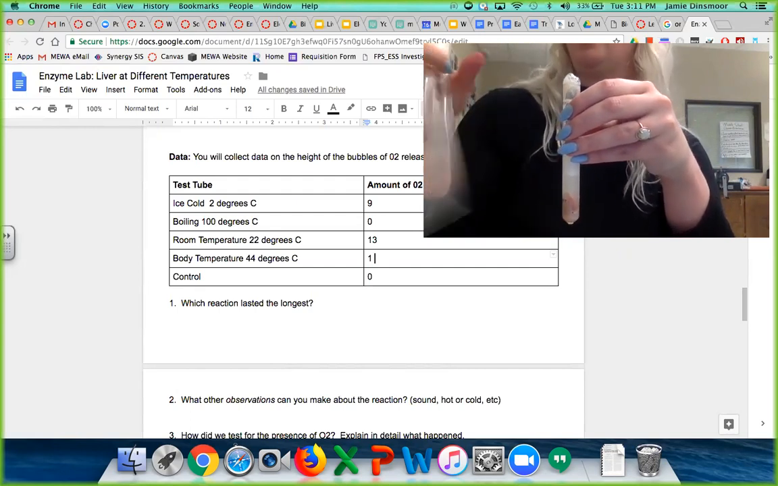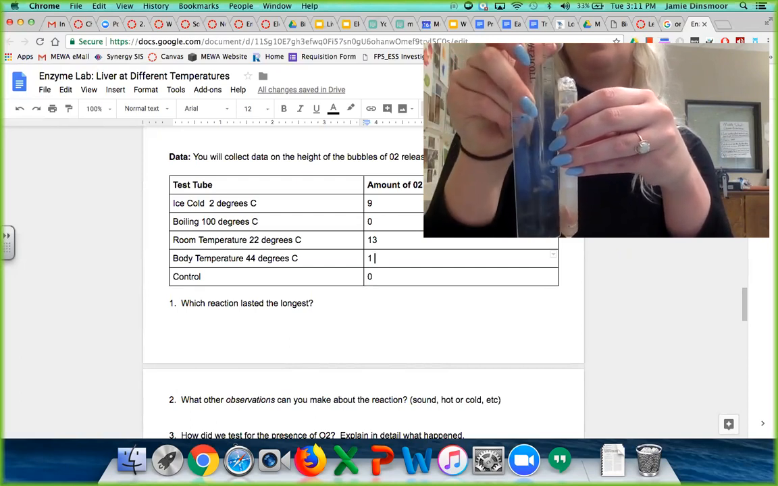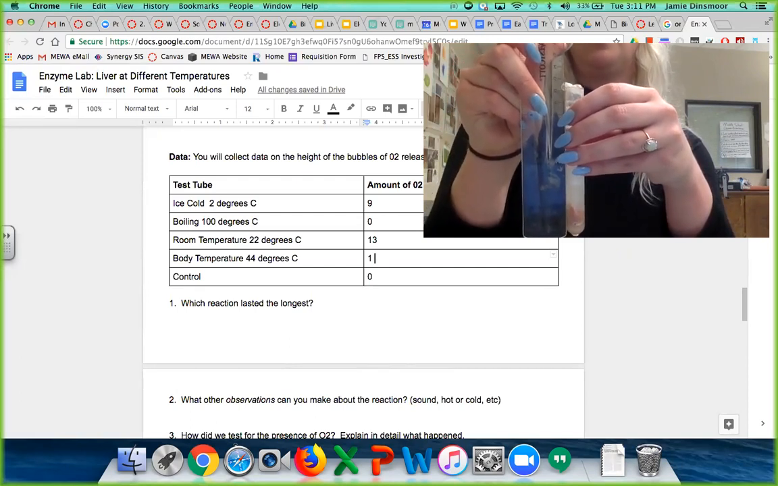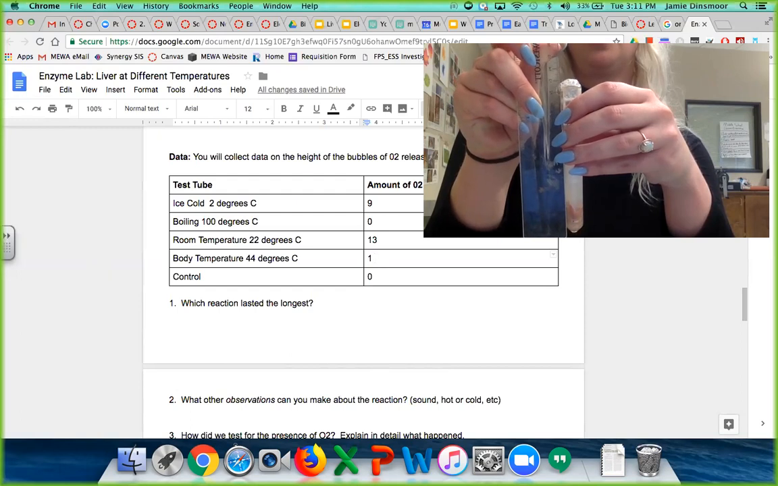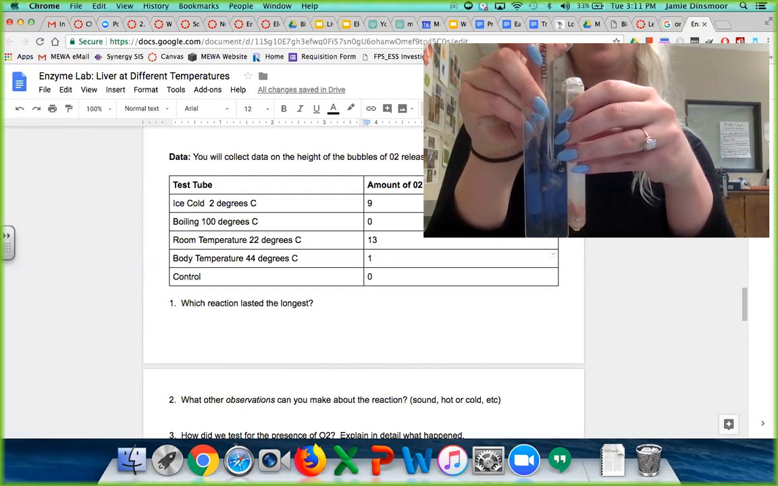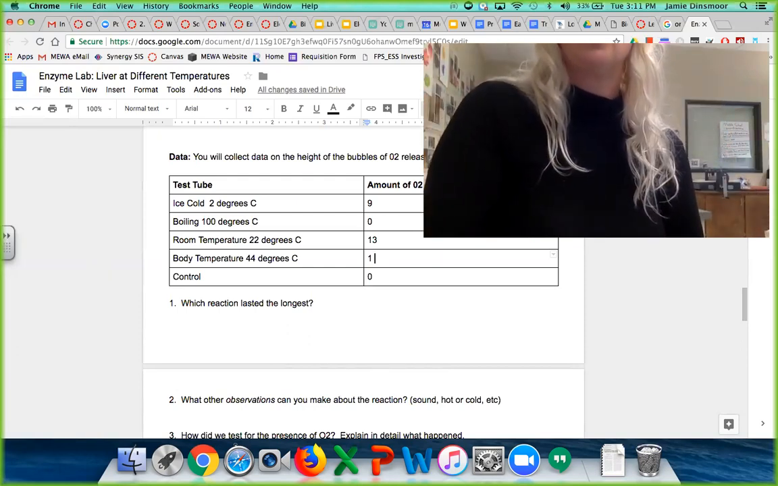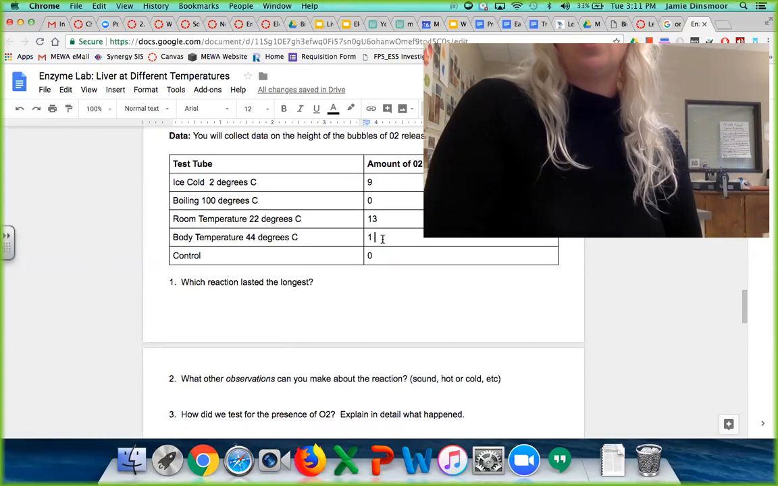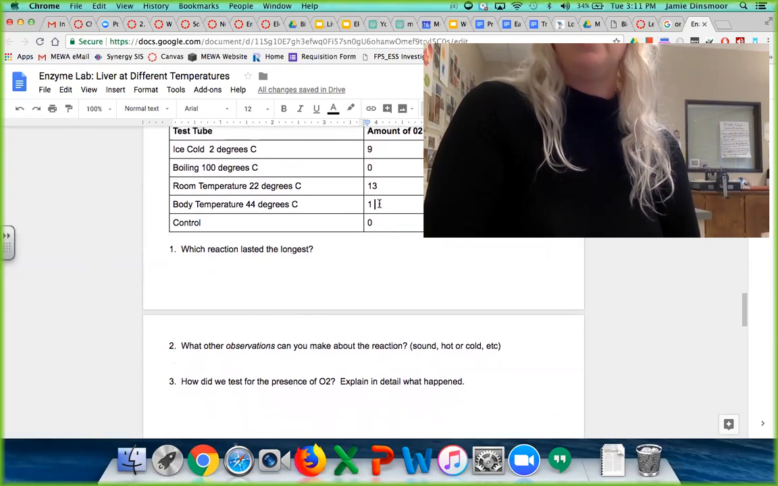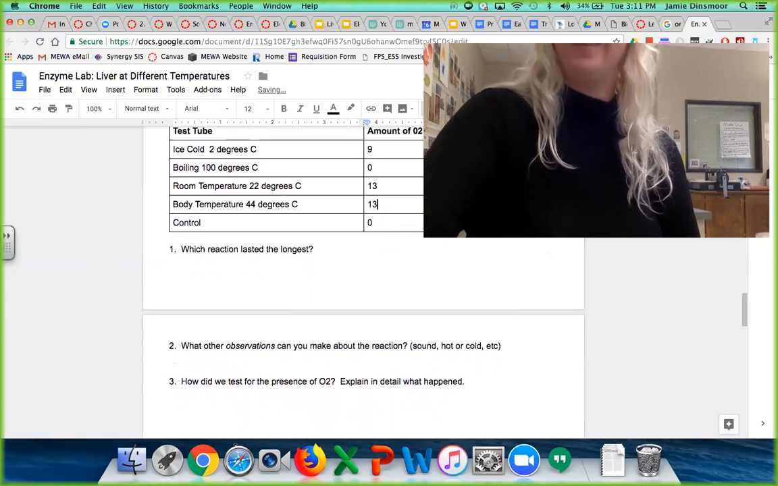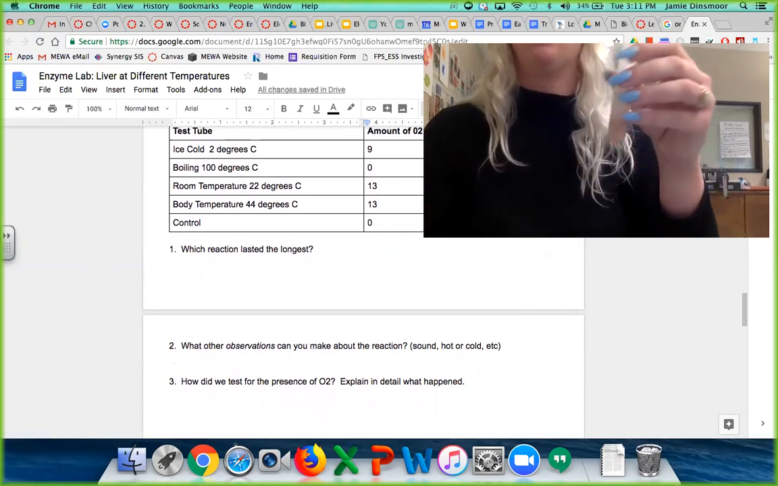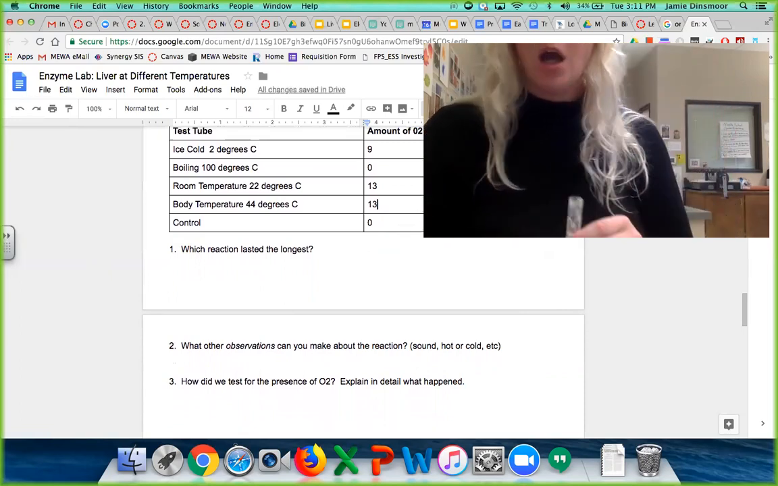I have my centimeters upside down. Try to give it the same opportunity to grow up the ruler. Well, we're gonna call this one at 13 as well. So go ahead and update your body temp to be 13 instead of 1. Because now that it wasn't cooked to death, it actually worked.